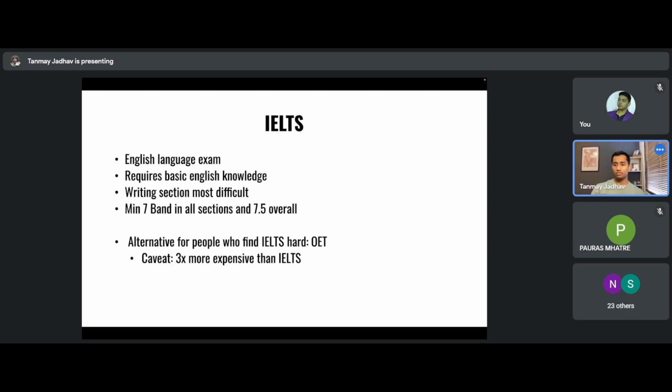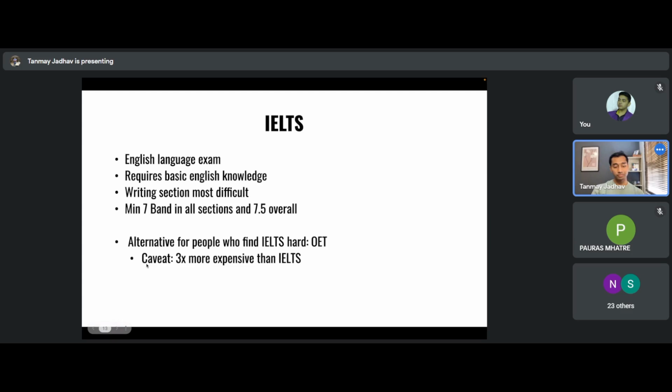Alternatively, some people who struggle with the IELTS exam tend to give the OET. Now, OET is an exam which is recognized by the US Assembly and the GMC, which is the UK equivalent of MMC. The caveat is that this is approximately 2 to 3 times more expensive than IELTS, and it's more intensive, more specific to the medical profession. And again, the dates are few and far between. So that's the first step.